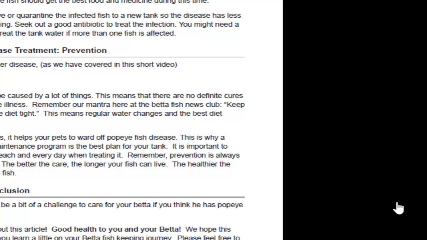You want to make sure that you're using the correct medicine. You can use this as a handy guide, but Popeye disease is a major thing, and it's kind of scary to think about, but it can be treated, and mostly it's water and diet and maybe some medicine.